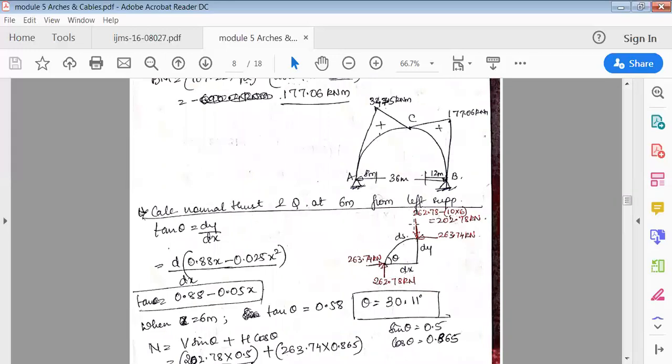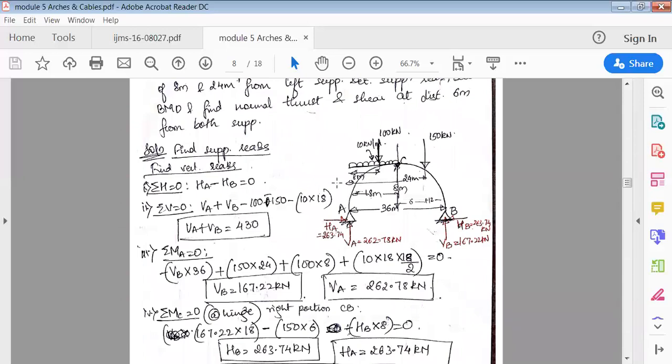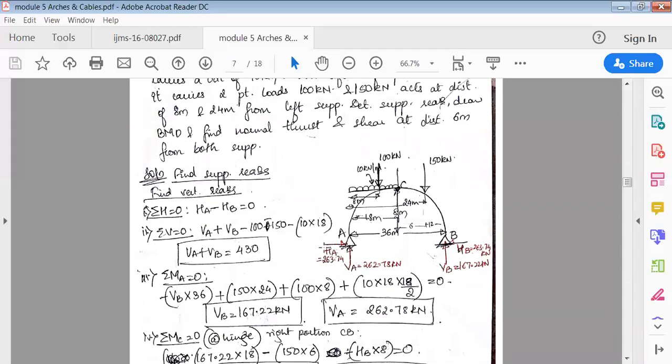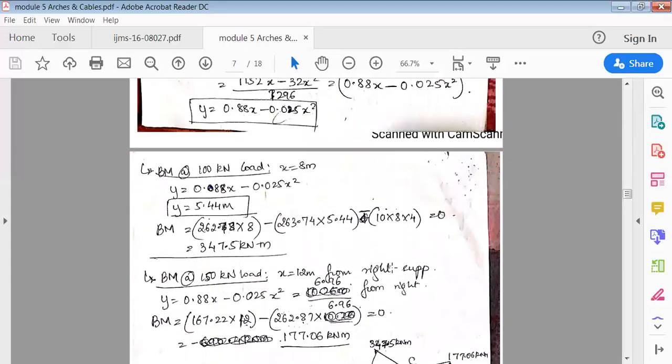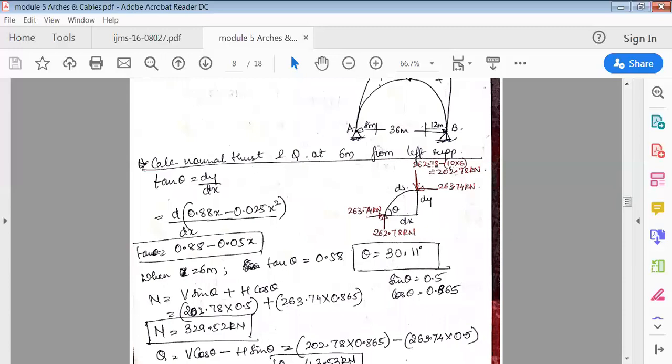Same thing, equal, opposite, 262.78. But you have to deduct the UDL load because the UDL also is trying to push the beam downward. So minus 10 into 6. If there are absolutely no loads between these 2 points, then you have to do equal and opposite: HA would be equal to this portion, VA is equal to this portion. Because there is a UDL, an external load acting, that's why you have to deduct this portion. That is 10 into 6 should be deducted. So it is 262.78 downward minus the external load, that is 10 into 6.